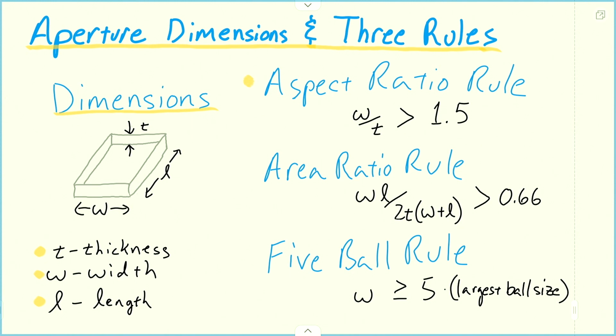The aspect ratio rule, where W over T must be greater than 1.5. The area ratio rule, that states W times L divided by 2T times the quantity W plus L must be greater than 0.66. And the 5-ball rule, that says the aperture width must be greater than or equal to 5 times the largest ball size.